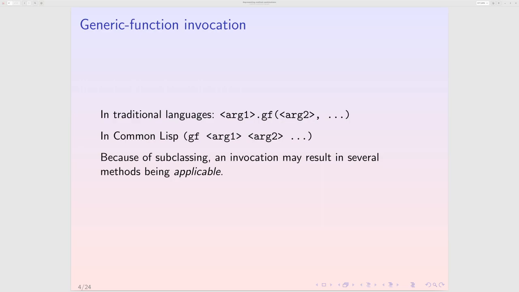In traditional object-oriented languages, a generic function is invoked by putting an argument followed by a dot, followed by the name of the generic function, followed by the remaining arguments. In Common Lisp, we invoke a generic function just like we invoke any other function, followed by the arguments. Now, because of subclassing, such an invocation may result in several methods being applicable simultaneously.